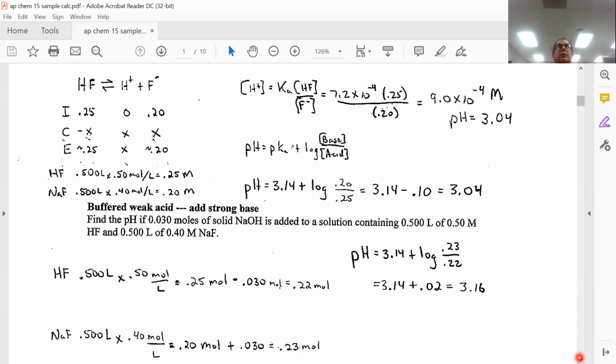Okay, that is a buffer solution with a weak acid and its conjugate base. And I think that's it for this video.